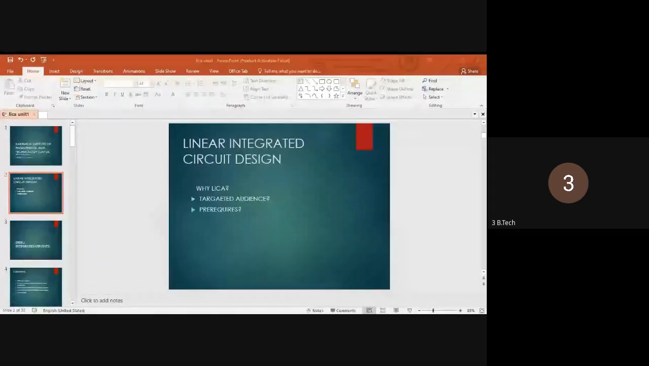Or else, if you take three layers NPN, with these three layers, which device will form? Transistor will form.